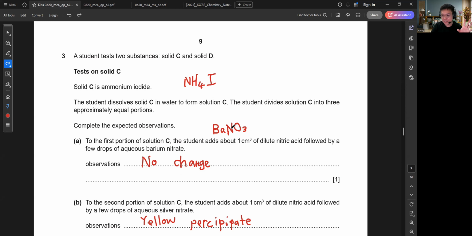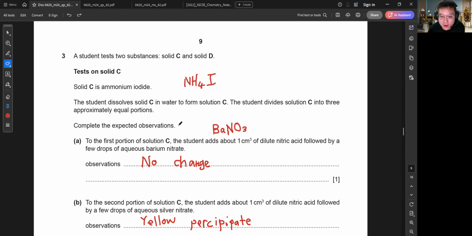Anyway, third question. Hopefully we are still on time. We need to try to finish in the 1 hour mark. A student tests 2 substances, solid C and D. Solid C is ammonium iodide. And as I always tell you all, write out the formula somewhere nearby: NH4I. The student dissolves solid C in water to form solution C. If I were you, I'd double check my solubility table, that means which salts are soluble and which aren't, just to double check.